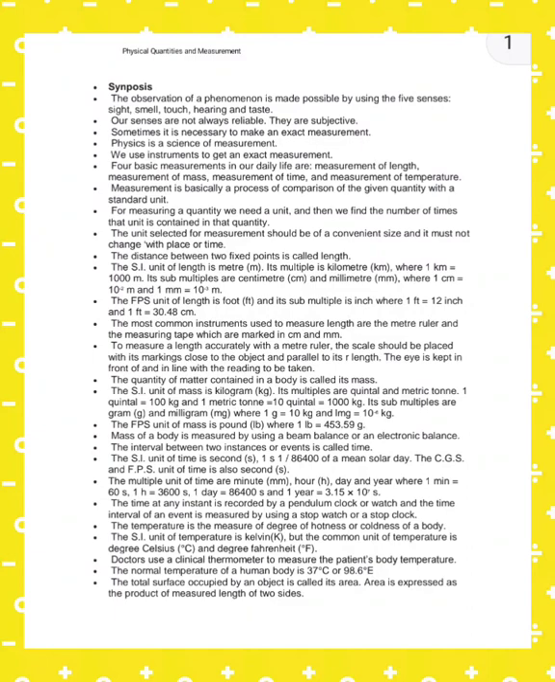Let's read the synopsis of the chapter. The observation of a phenomenon is made possibly by using the 5 senses: sight, smell, touch, hearing and taste. Our senses are not always reliable, they are subjective. Sometimes it is necessary to make an exact measurement. Physics is a science of measurement. We use instruments to get an exact measurement.